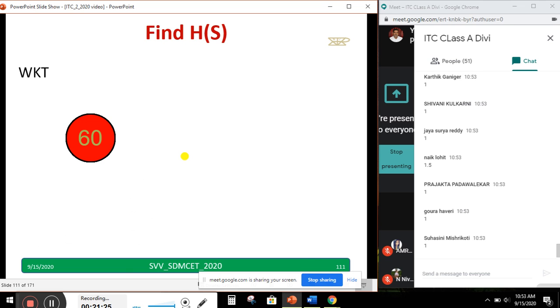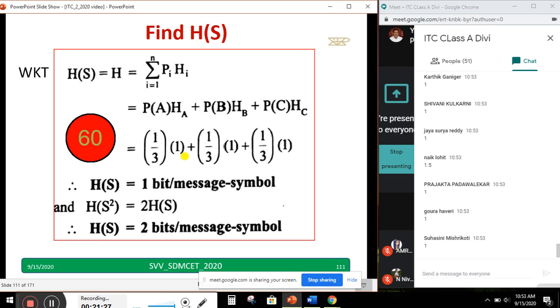Prajakta 1. Gaura 1. Suhasini 1. H of S is 1. Vidya, check it. Why is it 1.5? Lohit Nayak and Vidya Kalkeri, please check it. I'll give 1 minute for you. See the slide where you went wrong.